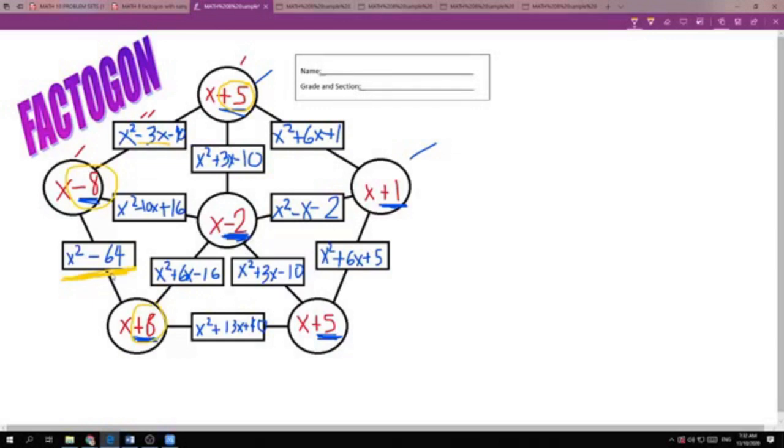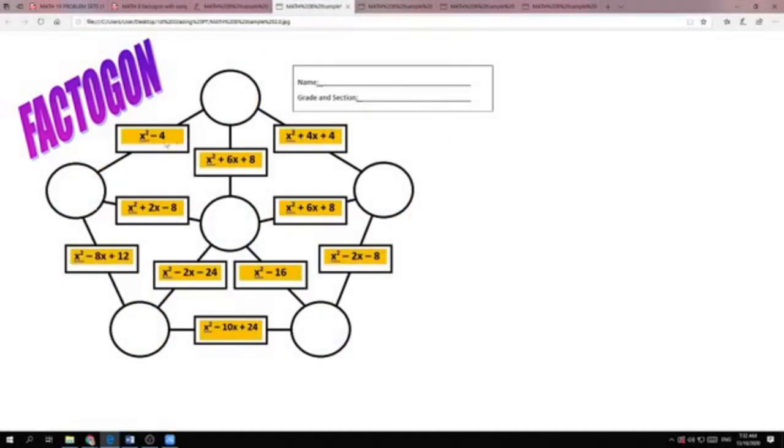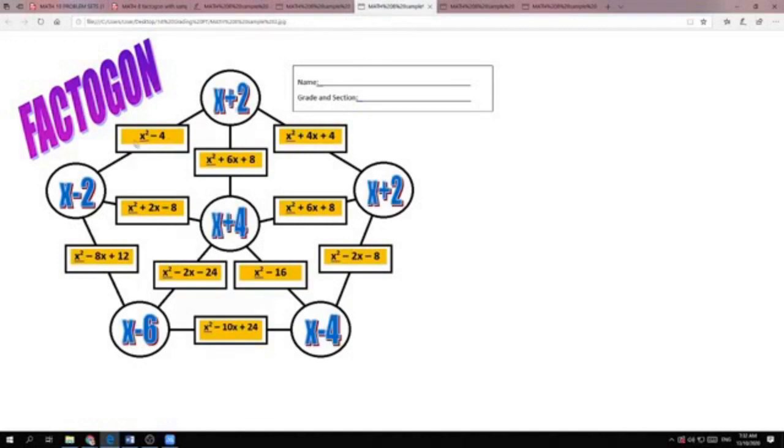Is everything clear? So take note, if you are done making your scratch for the Factogon, that would be the proper time to write down what is to be written over the squares or the rectangles. That is our given, and then the answer key, which you placed in the rectangles, and the answers in your circles.